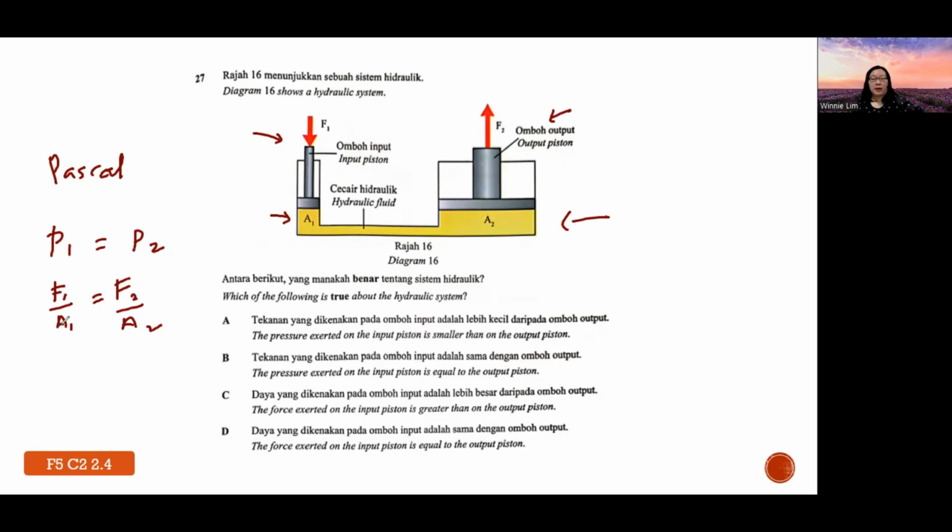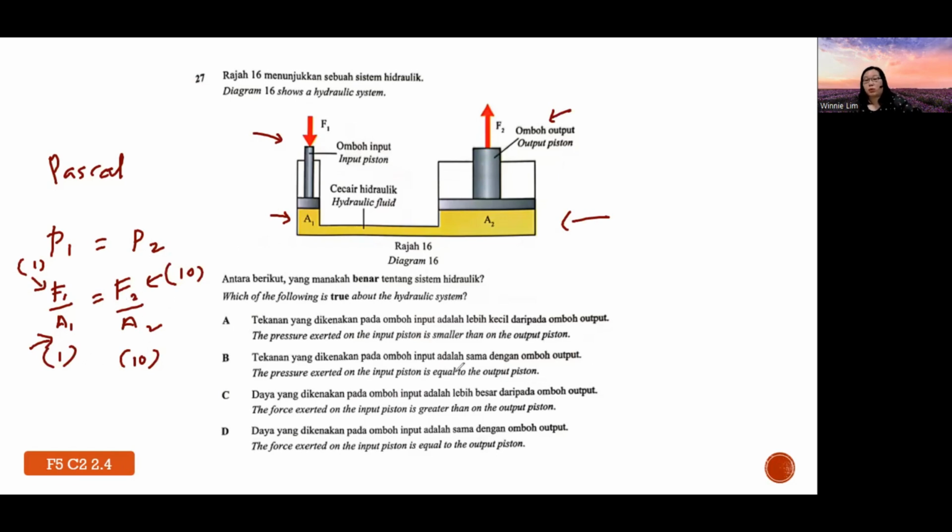Like I told you all, normally I show students using numbers, easy to get. Supposing area 1 is 1, a small value, area 2 is 10, assumption only. Let's say the force applied F1 is 1. So what should be your F2? It should be 10, correct? Only then can you have the equal relationship. So I will tell students small area, small force, big area, big force.